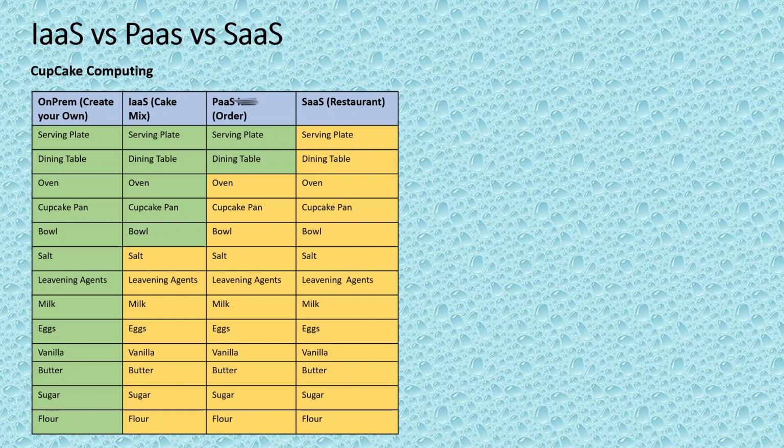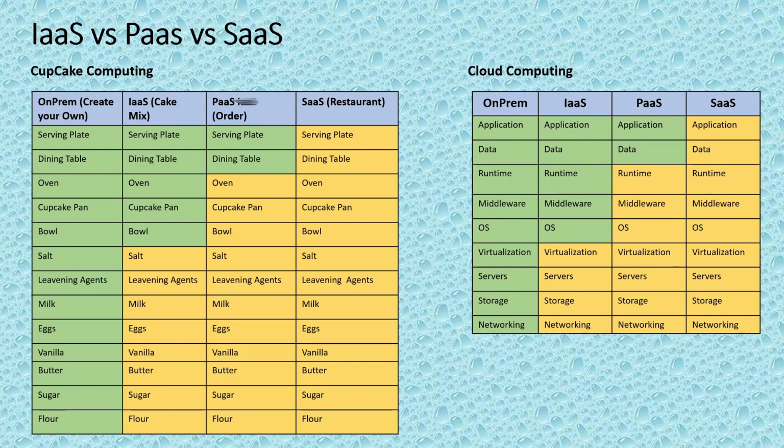Likewise, in on-prem infrastructure, you are responsible for networking, storage, servers, virtualization, OS, middleware, runtime, data, and application, whereas in IaaS, the cloud provider is taking care of network, storage, servers, and virtualization. You are only responsible for OS, middleware, runtime, data, and application.